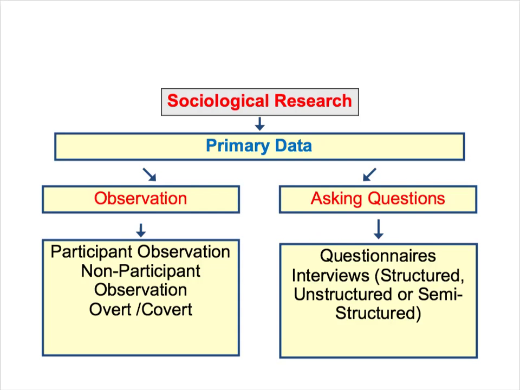So normally when we're doing primary research in sociology, we either watch people, and we looked at different types of observational methods in the last screencast, or we ask people questions. And we can either do that through various types of interviews, or we can use questionnaires, and it's questionnaires that we'll be looking at in this screencast.